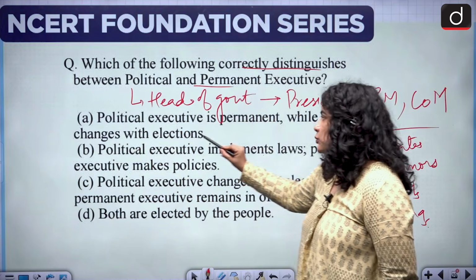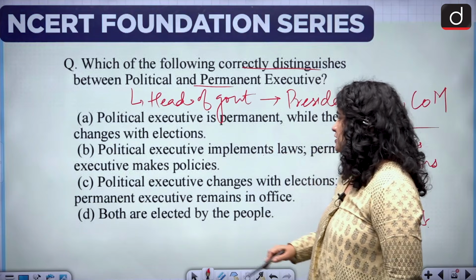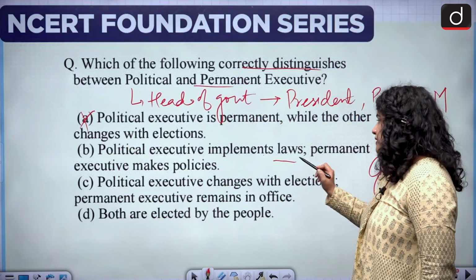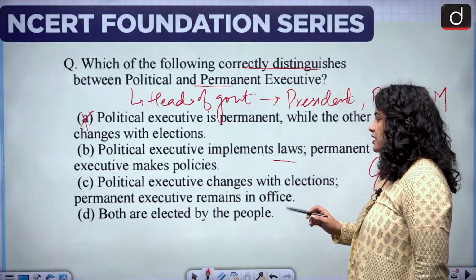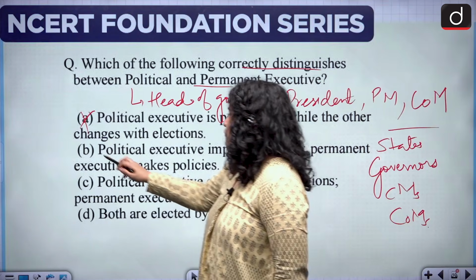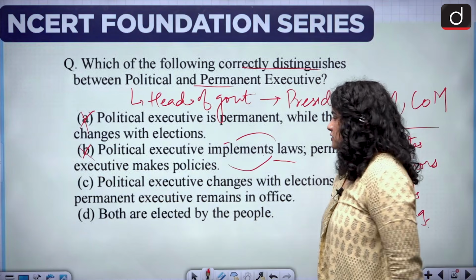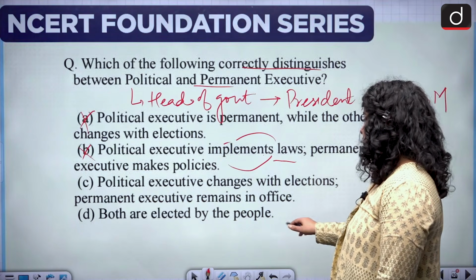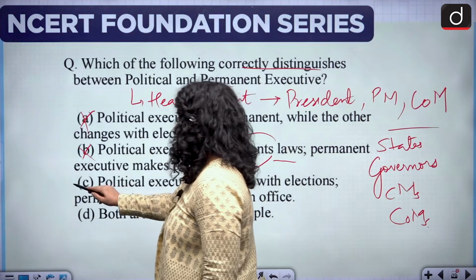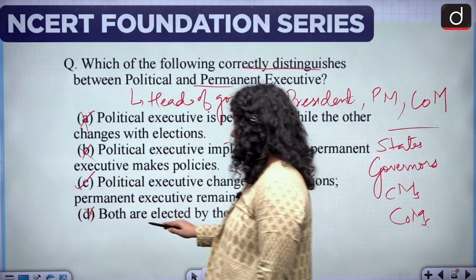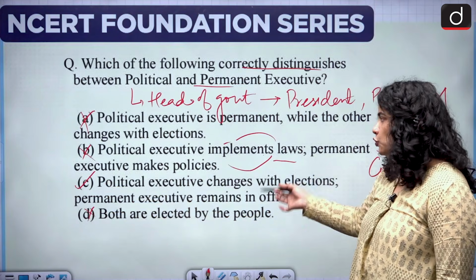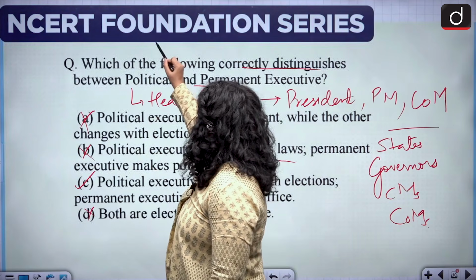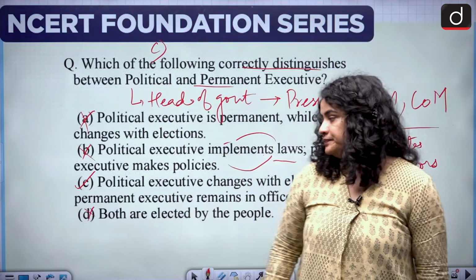So option A says political executive is permanent while the other changes with elections. This is indeed wrong. Option B says political executive implements laws and permanent executive makes policies. This actually should be reversed. It's the other way around. Option C says political executive changes with elections while permanent executive remains in office. This is correct. Whereas option D says both are elected by the people. No, only the political executive is elected by the people. So we have option C as your correct answer.